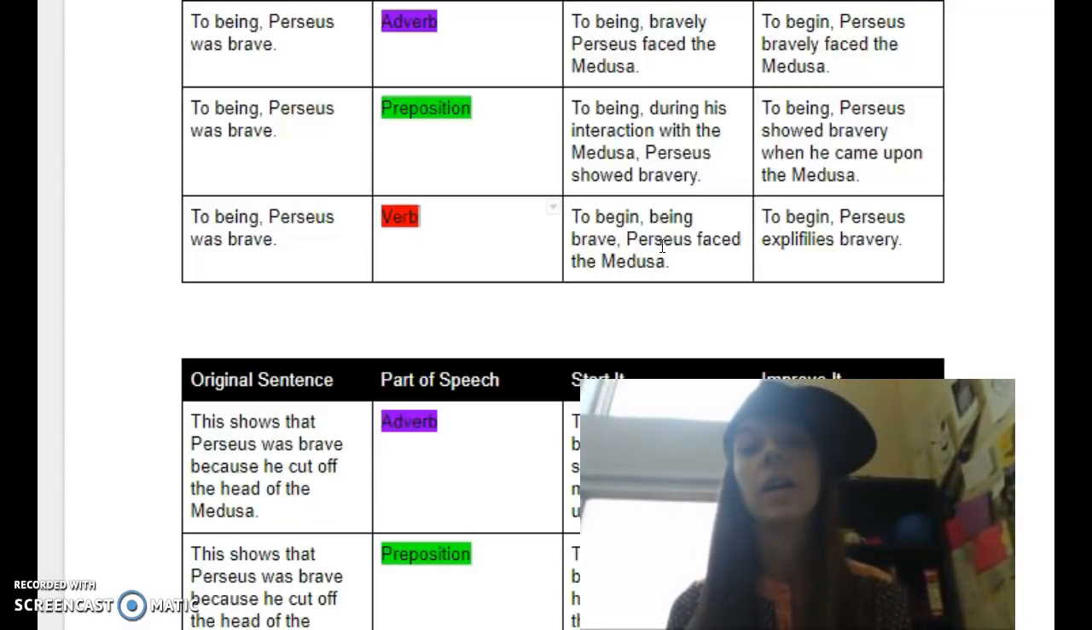All right, so there it kind of explains a little bit more about who Perseus was and what he was doing. Okay. Now for my improve it, I am completely getting rid of this verb. No more was. We're done with was.